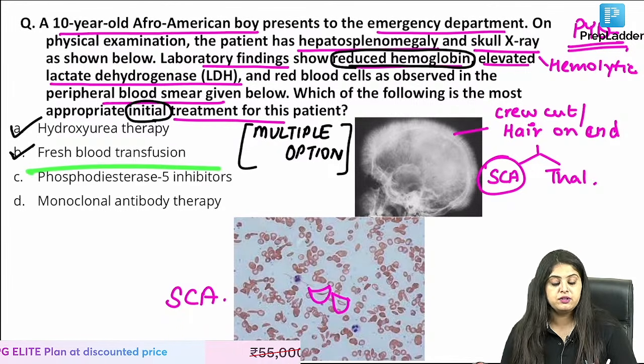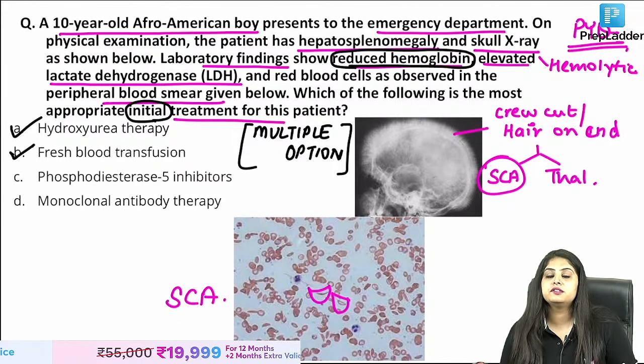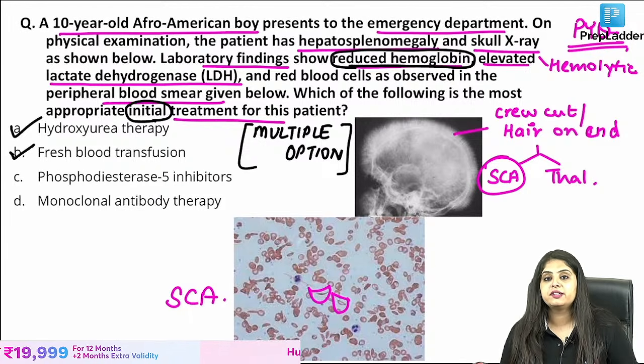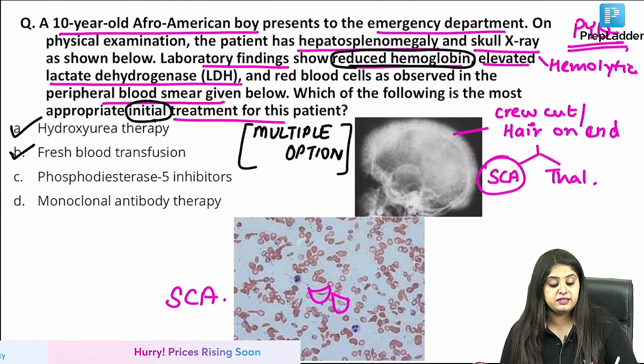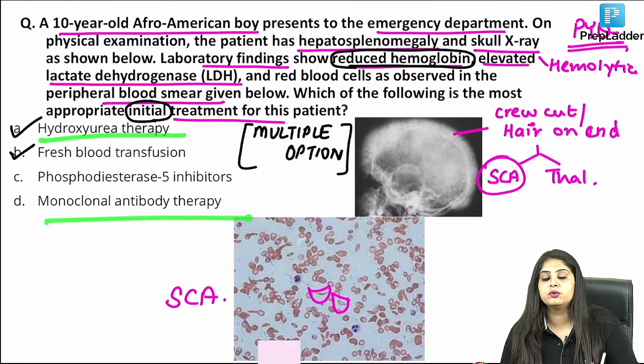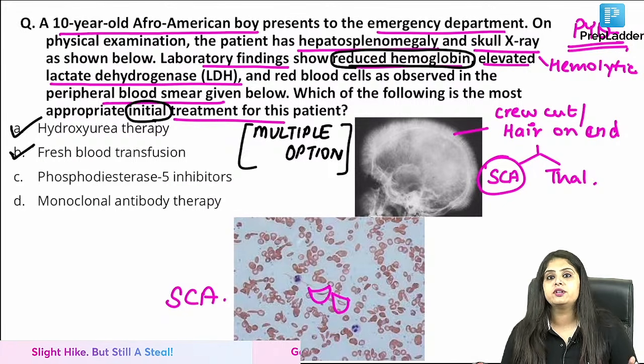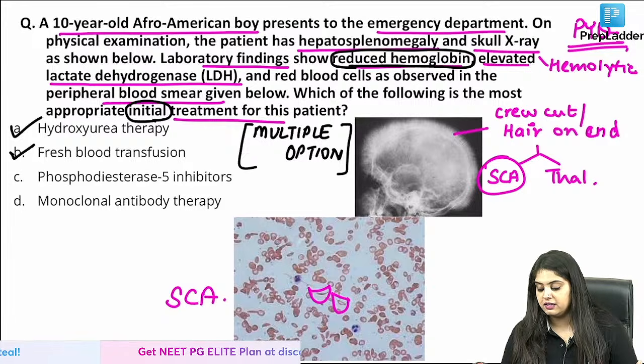So my first option will be to give a blood transfusion and at least increase the hemoglobin. 2 units I can give, 2 gram hemoglobin can be increased, and then I will think of hydroxyurea or monoclonal antibodies. If a single best answer question arises, they will give you more information, and then you will be able to select the single best answer.